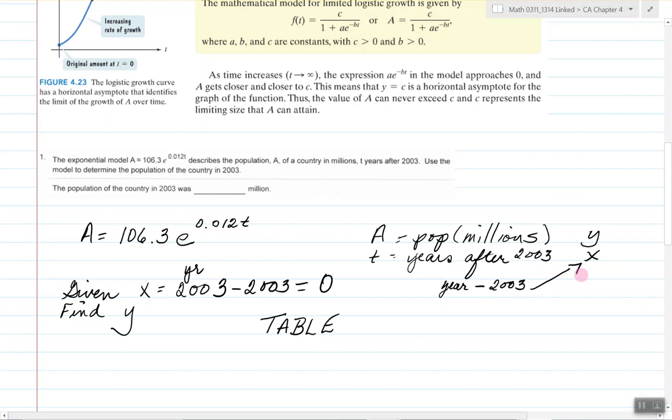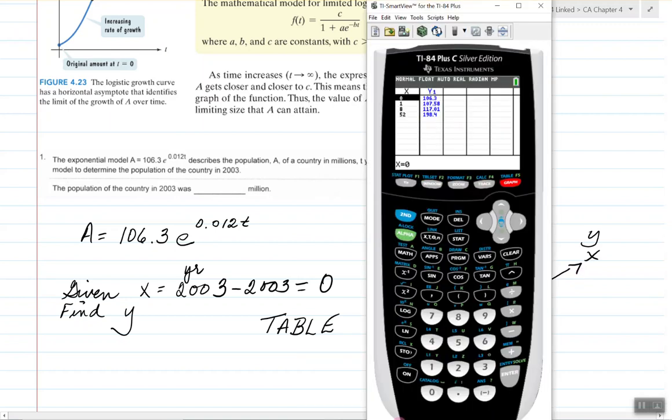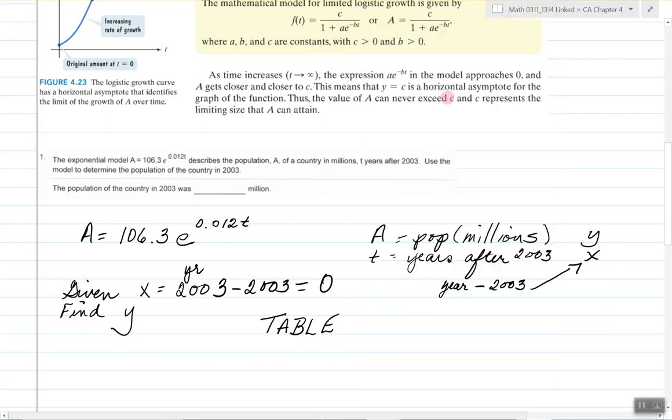So back to the grapher. The top entry is the answer because there's 0. Given that X is 0, the Y value, the population, is 106.3, and then it would be million, but that's already indicated. So all you have to type in is 106.3.